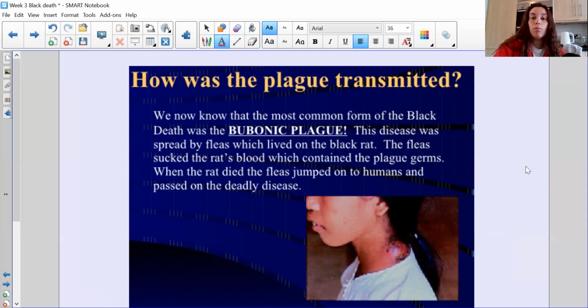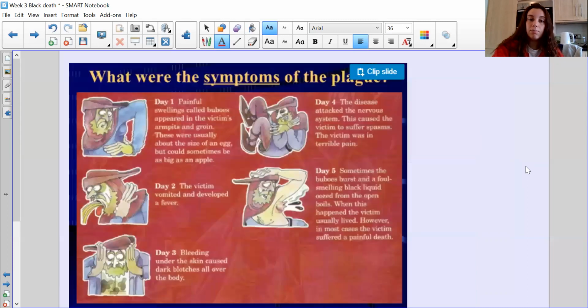So we now know the most common form of the Black Death was the Bubonic Plague. This disease was spread by fleas which lived on the black rat. The fleas sucked the rat's blood, which contained the plague germs. When the rat died, the fleas jumped onto humans and passed on the deadly disease.